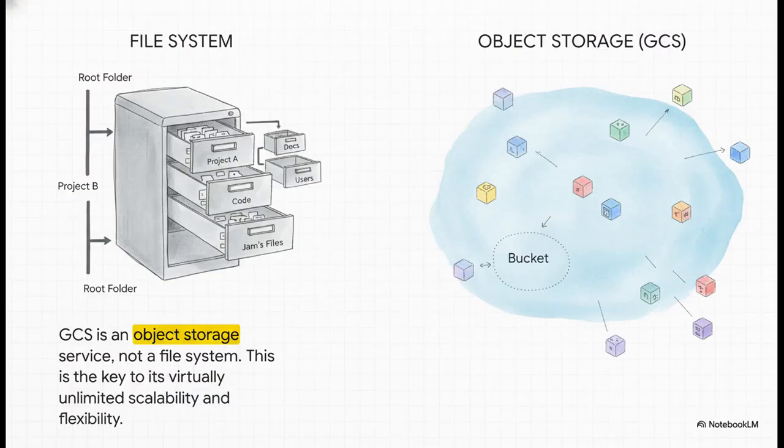Okay, and this is a super important point. GCS is not like the file system on your laptop, with all its folders inside of other folders. It's what we call an object storage service. So instead of worrying about all those complicated hierarchies, it just stores objects in one gigantic flat space. And that, right there, is the secret sauce to its mind-boggling scalability.